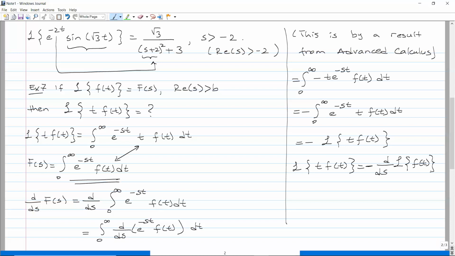So multiplication by t in the t world means, in the transform world, in the s world, taking the derivative. In the t world, we multiply by t. In the s world, we take the derivative with respect to s.